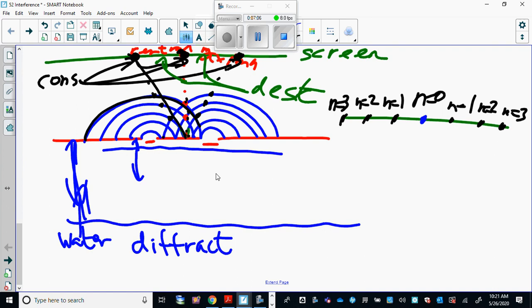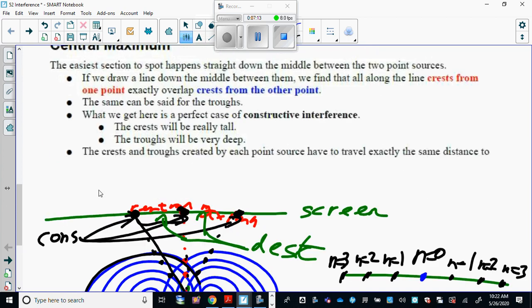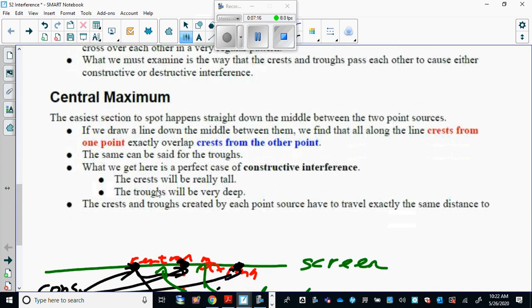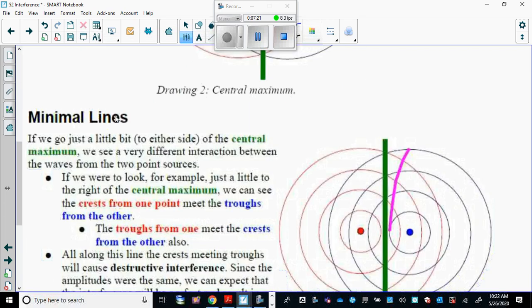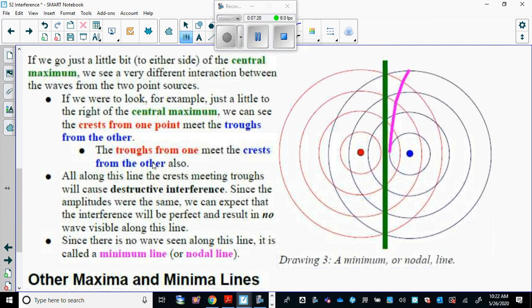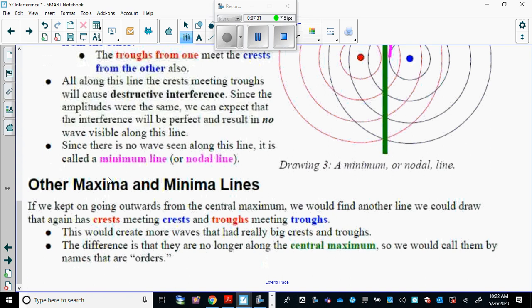So that's the basics of interference, diffraction, and interference patterns. And you can go through your notes here. It talks about the central maximum, constructive interference, the minimal lines and maximum lines. The maximum lines where you have complete constructive interference, the minimal lines where you have complete destructive interference, and so on and so on. And that's the basics of interference. And if you're taking Physics 30, this is a pretty darn important concept to get.